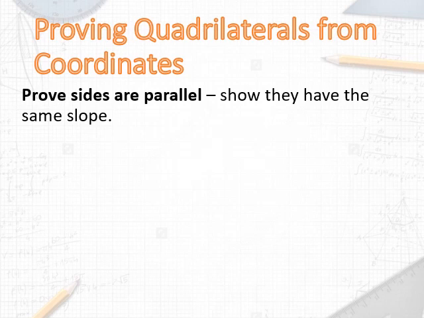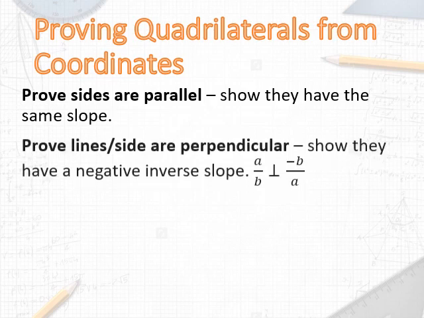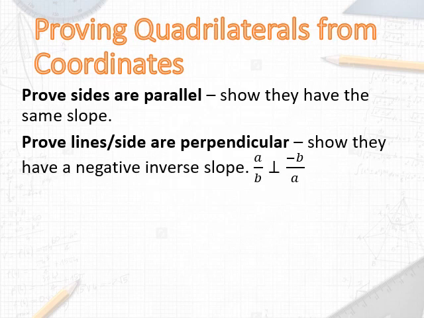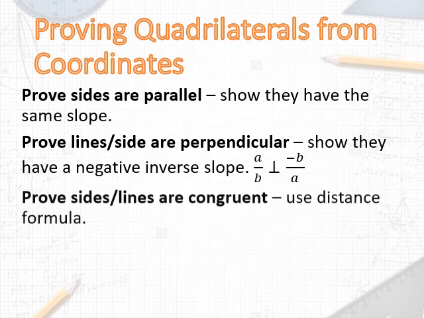Well, first off, you can prove sides are parallel. How do you do that? You use slope. If you want to prove they're perpendicular, also slope, but remember in parallel lines, the slopes are the same. In perpendicular lines, they're the negative inverse of each other. And then if you want to prove lines are congruent or equal length, we use something like the distance formula, or you could use Pythagoras' theorem as well.